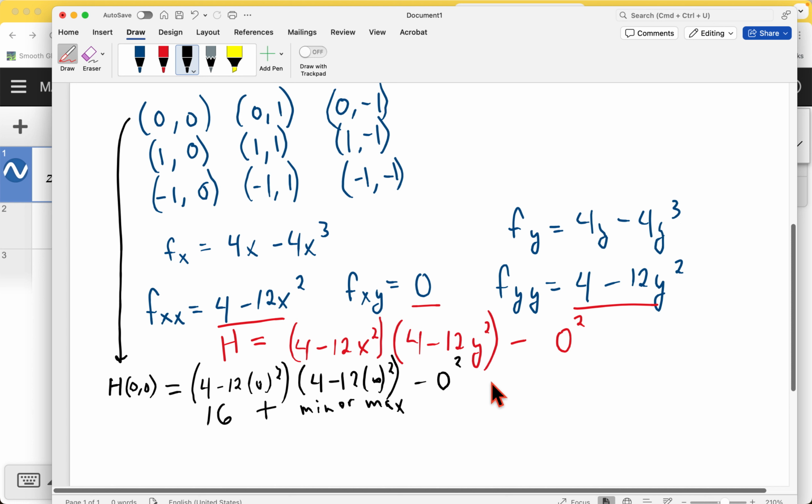Figure out which one it is. We look at the value of f sub xx alone by itself. Well, that's going to be just 4 minus 12 times 0. It's going to be 4, which is positive. Positive makes you smile, so we're going to get a minimum. So this point, (0, 0), is a min. Just label it there as a min. It's a minimum.